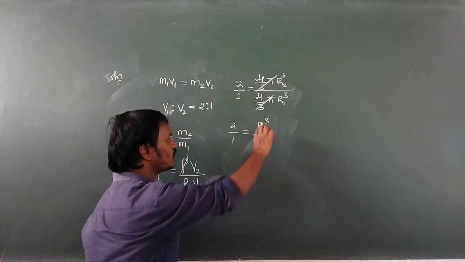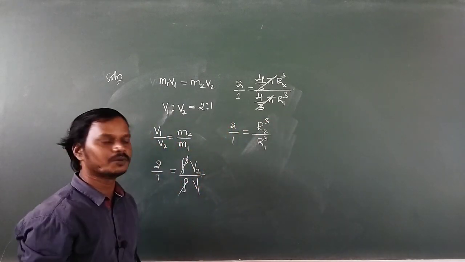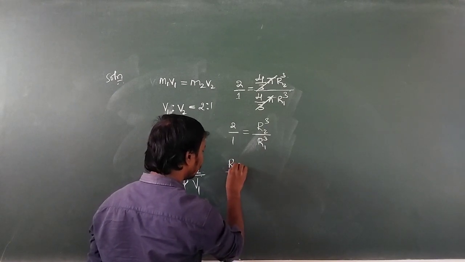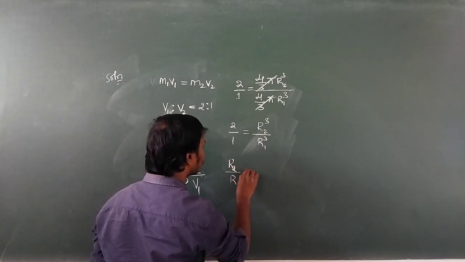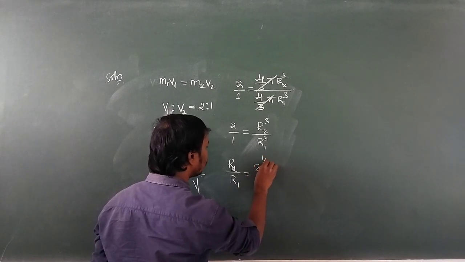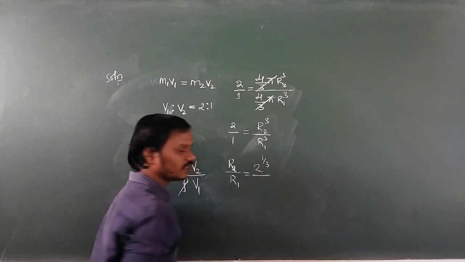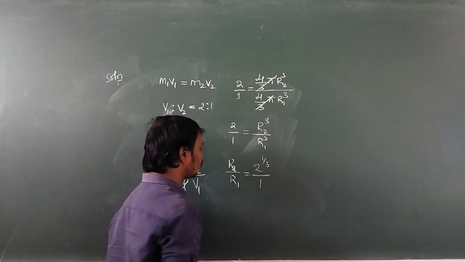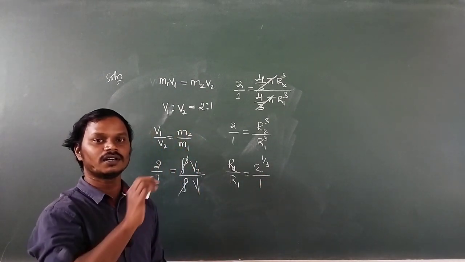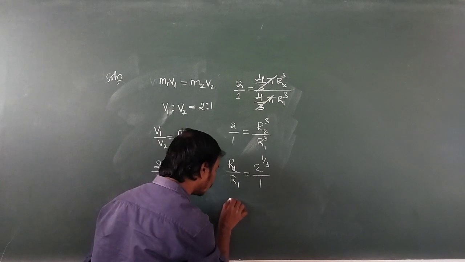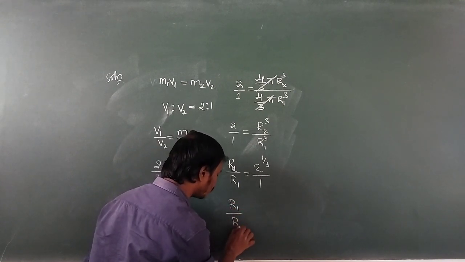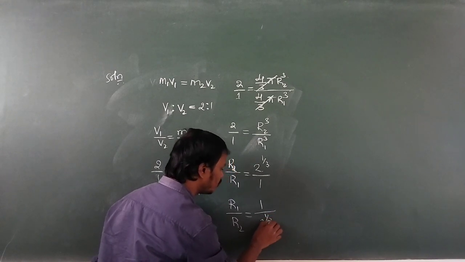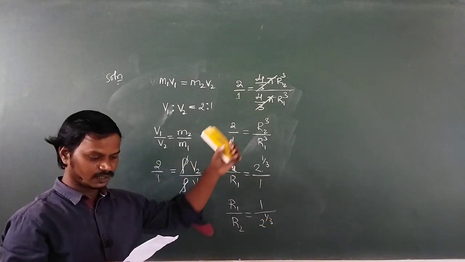So let us take this cube to the left hand side, that becomes cube root. Now r2 by r1 is equal to 2 to the power of 1/3 and 1 to the power of 1/3. 1 to the power of 1/3 is 1. But we need r1 by r2, not r2 by r1. Hence r1 by r2 is 1:2⁻¹ᐟ³. Here are the options given.